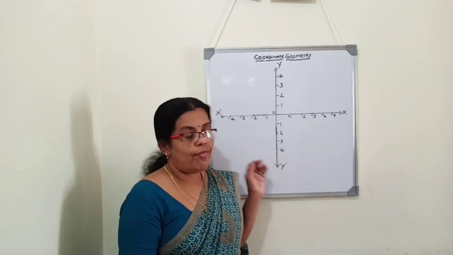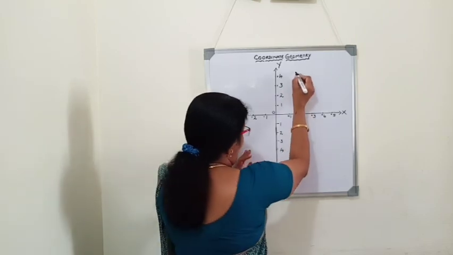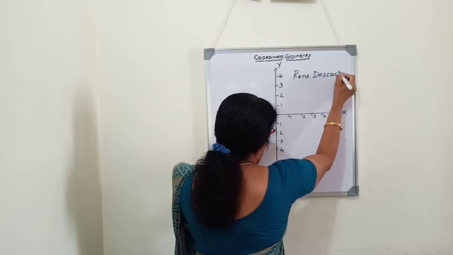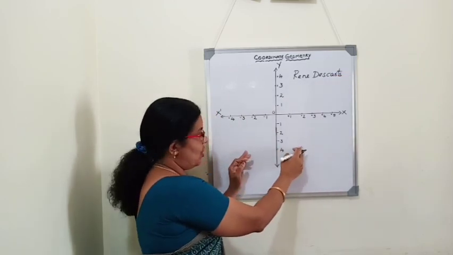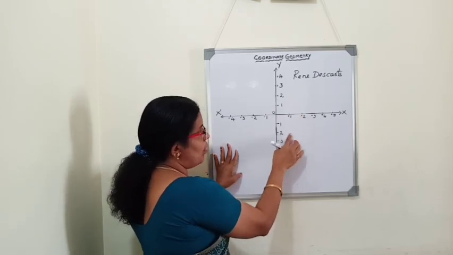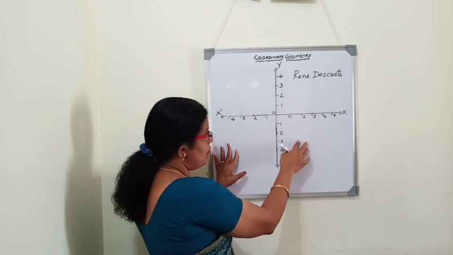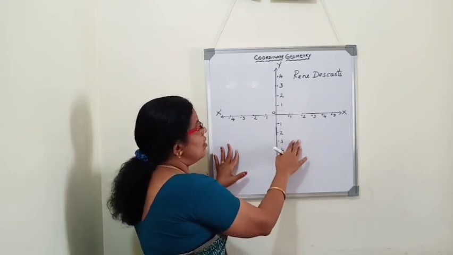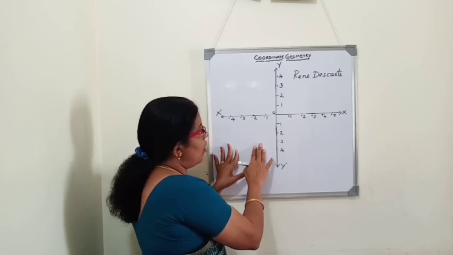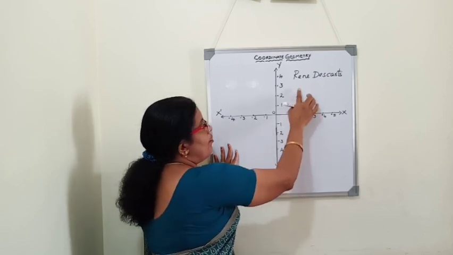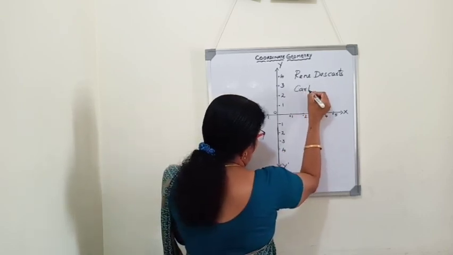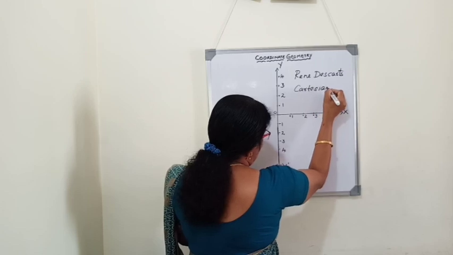René Descartes, a famous French philosopher and mathematician, developed the idea of placing two number lines perpendicular to each other and locating the points. Such a system in which we are locating the points is called the rectangular coordinate system. In honor of René Descartes, it is also known as the Cartesian system.